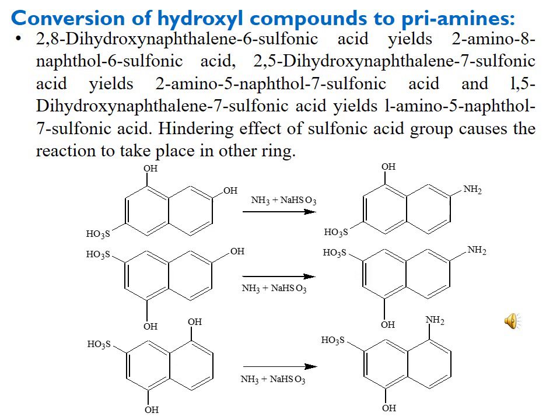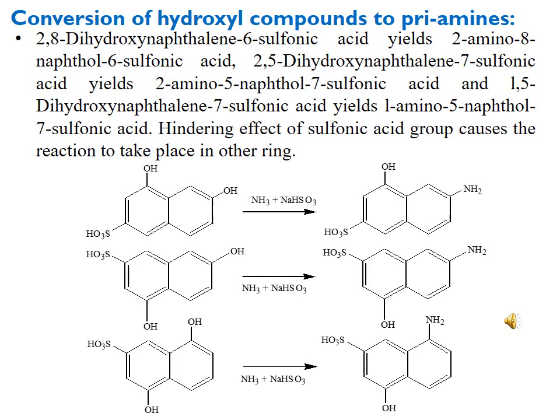Here you can see three examples. One is 2,8-dihydroxy-6-sulfonic acid, second is 2,5-dihydroxy-naphthalene-7-sulfonic acid, and third is 1,5-dihydroxy-naphthalene-7-sulfonic acid. Among these three reagents, you can see the conversion in which only that hydroxyl group is converted into an amino group which is present lonely on the benzene ring. The other hydroxy group which is present on the benzene ring of the sulfonic acid group is not converted into the product.